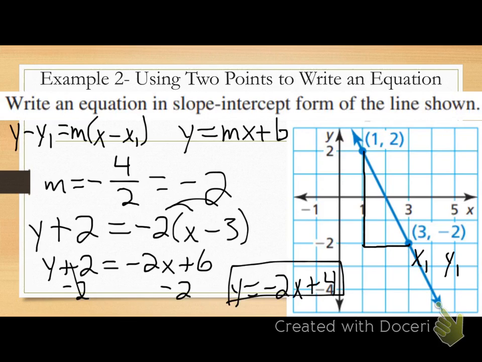Oh, we don't subtract it from every single term. The only time we do it to every term is if we're multiplying or dividing on both sides. When we're adding or subtracting, we're just adding or subtracting the whole side, so we just combine the like terms. So this is my answer. It's in slope-intercept form, correct? So now I'm done with this problem.